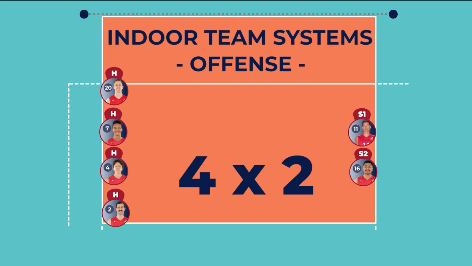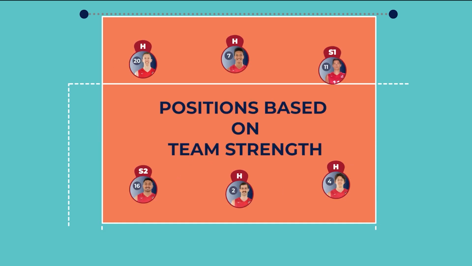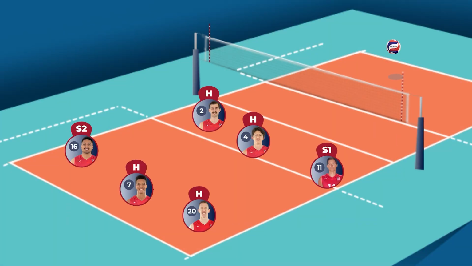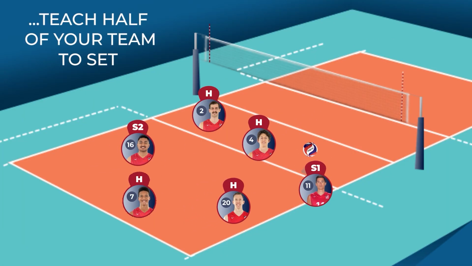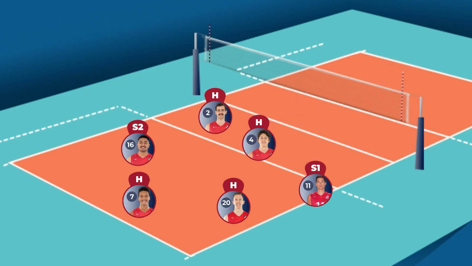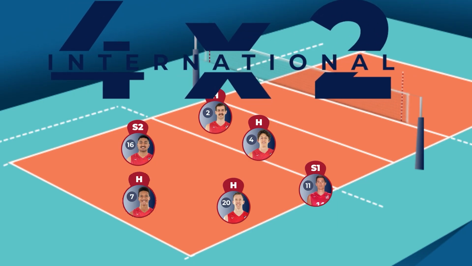Any one system discussed in this module may not meet the needs of all teams, since choosing a system should be based on your own team personnel's strengths. Coaches should choose a system that fits their personnel each season. When selecting, training, and organizing your team, get your best athletes setting and teach at least half of your team to set, so you are ensured of success on this important second contact. There are many systems available, but we will focus primarily on the International 4x2 system in this module.